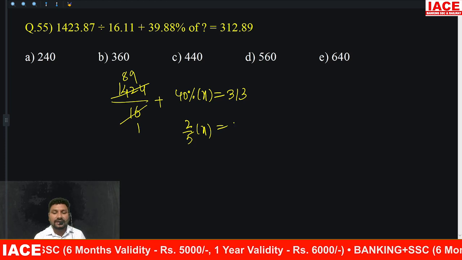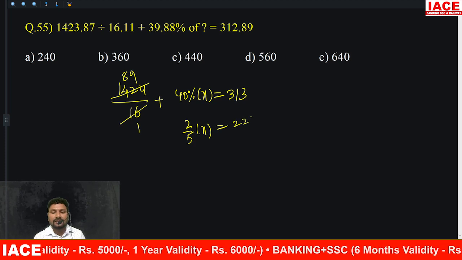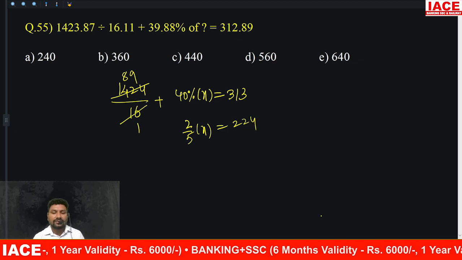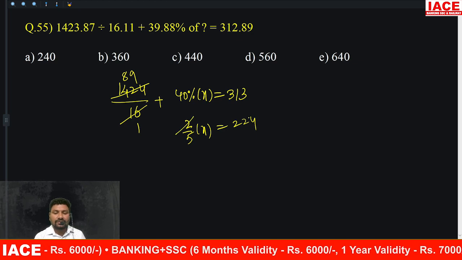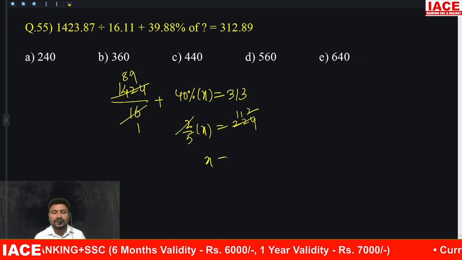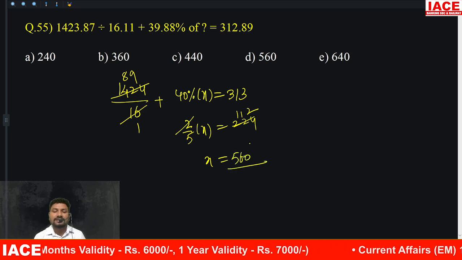313. It is equal to what is the value? 224. Then 2 to 224, how many times? 112. Then x equal to what is the value? 560. Option D.